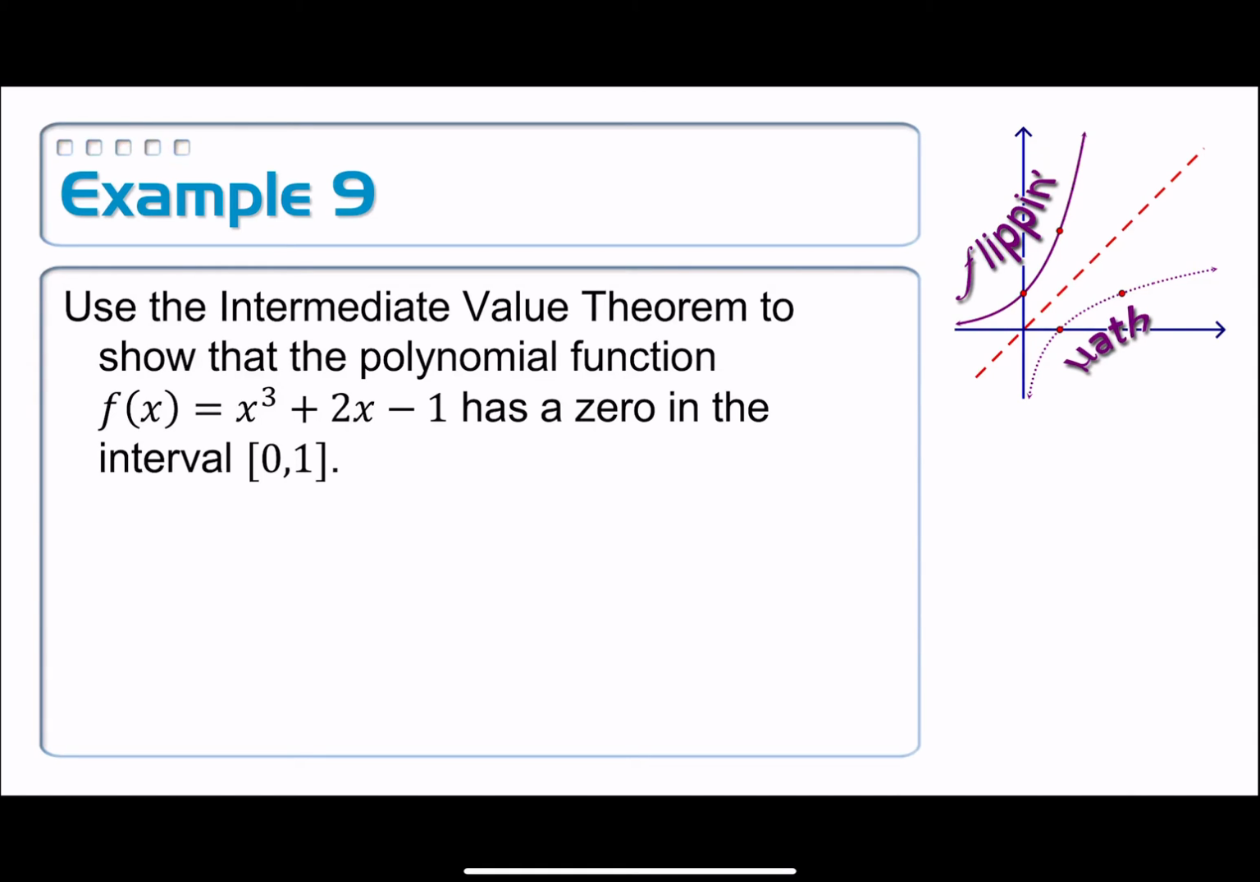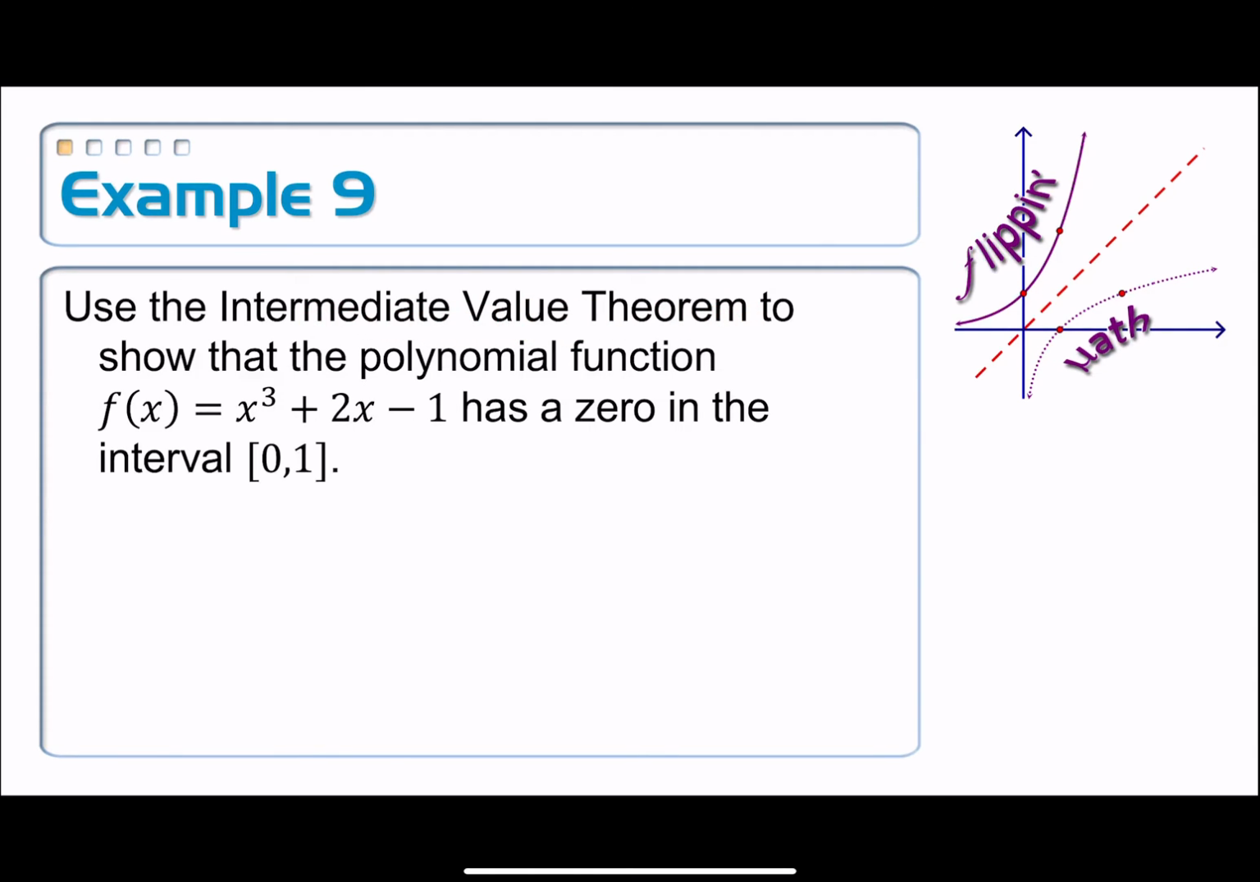Use the intermediate value theorem to show that the polynomial function f of x is equal to x cubed plus 2x minus 1 has a 0 in the interval from 0 to 1. Okay. Now notice it doesn't tell me to actually find it. Now this one is a little bit contrived because it actually tells you to use the intermediate value theorem.